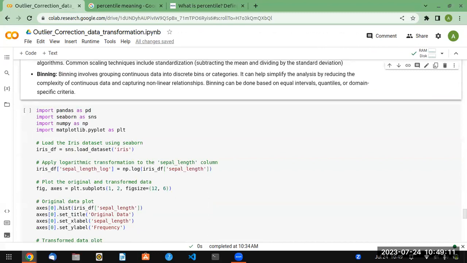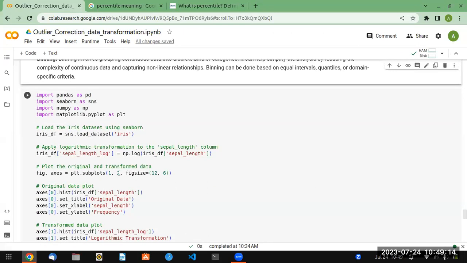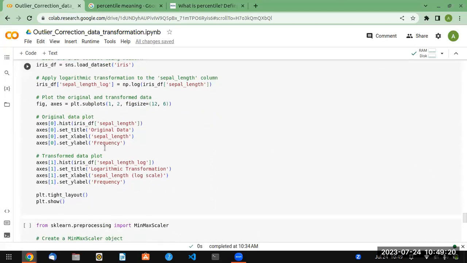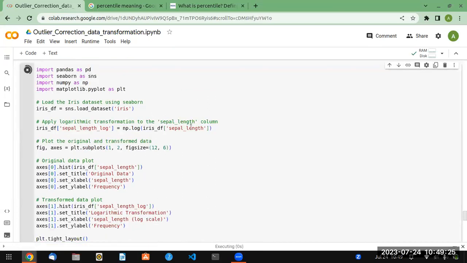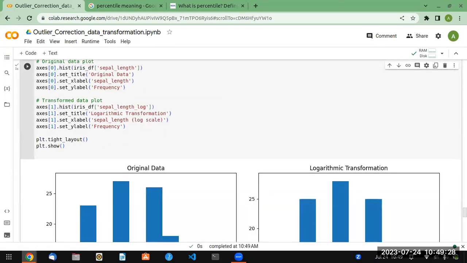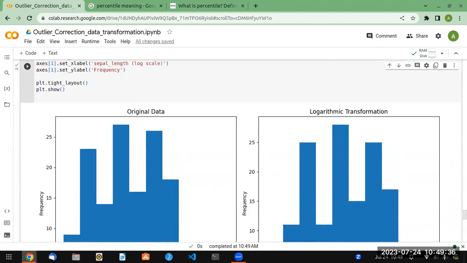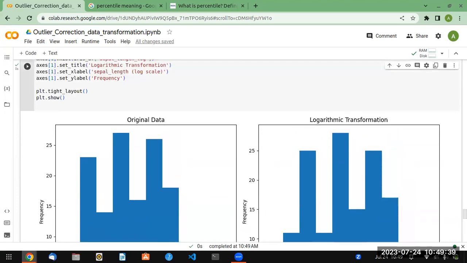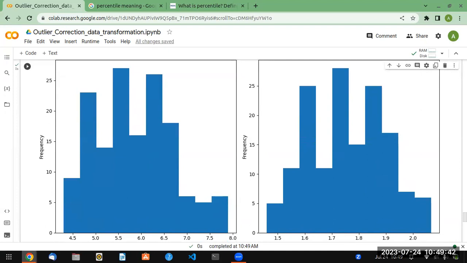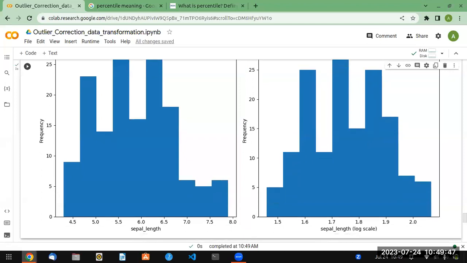Let's try to perform this in our notebook. I think this one is the comparison between log transformation in sepal length and non-log transformation. Let's see. This is the sepal length with original data, and this is the sepal length with log scale data. But I think here we are not seeing any significant difference, isn't it? Yeah, there is not much difference, though we can see the points on the x-axis changed.